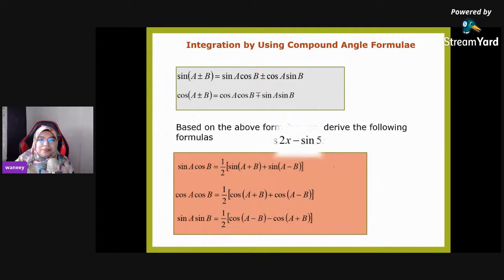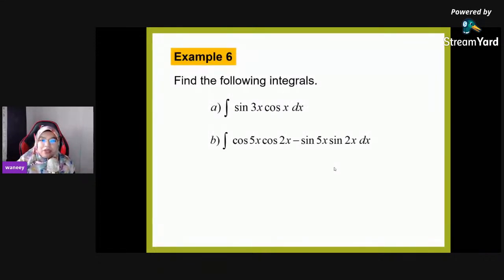Okay, next. Okay, so find the following integral. So we have sine of 3x, cos of x dx. And then another one, we have cos of 5x, cos of 2x minus sine of 5x, sine of 2x dx. So now, the tips and the trick. The first one, you have a multiplication between sine and the cos. Check the angle. So this is 3x, this is x.